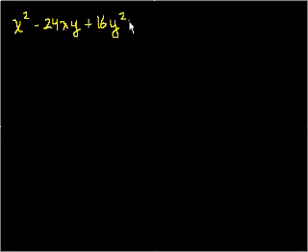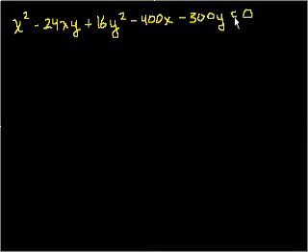So the implicit function they gave was x squared minus 24xy plus 16y squared minus 400x minus 300y is equal to 0. So how do we do this? Well, we take the derivative of both sides with respect to x. I could write the derivative operator on both sides, but I think you know that at this point. So that's the next step.